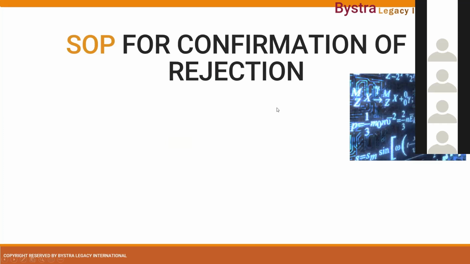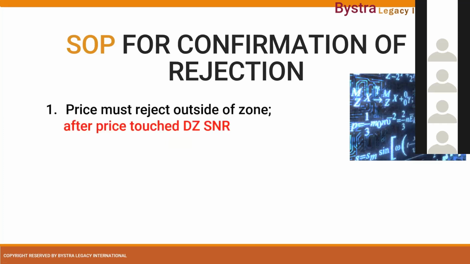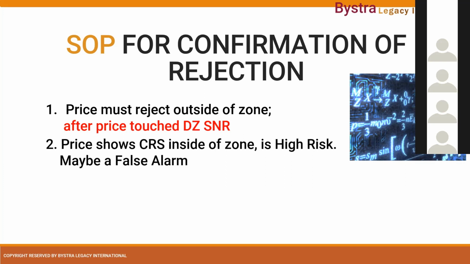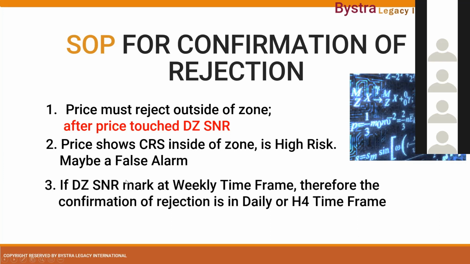Sure. Just continue. Okay, so the SOP for confirmation of rejection: first of all, you must always touch the danger zone SNR first. Then the CRS of the candle must always close outside of the zone. If it closes inside the zone, it is high risk. We always mark our danger zone SNR at the weekly time frame. Let's say the danger zone SNR is at the weekly time frame, confirmation of rejection must always be 2 time frames lower. In this case, weekly, two lower is daily and H4.